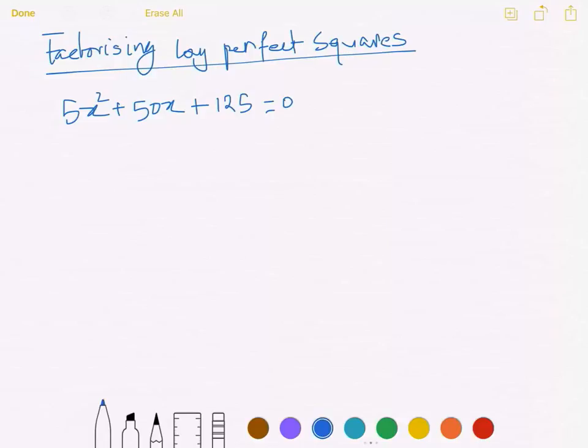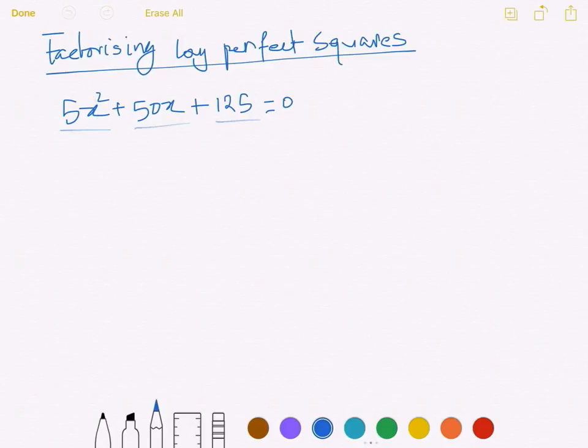In this tutorial we will factorize this expression here. What we have is 5x plus 5x squared, plus 50x plus 125 equal to 0. Now let's have a look at this expression. We can see that there is a factor 5 which they have used.